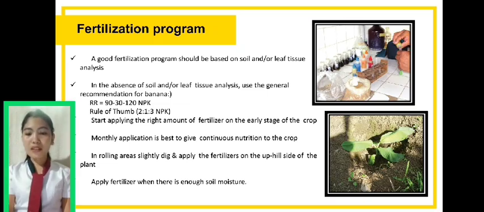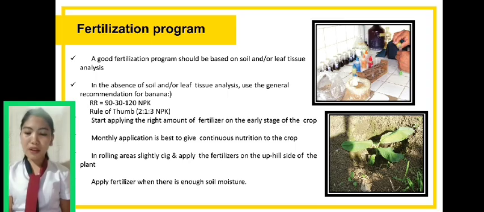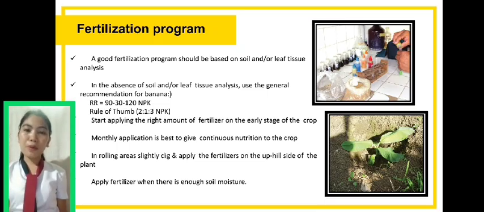To grow banana successfully, choose a healthy 0.8 meter tall sword sucker, carefully removing it from the mother plant and cleaning it. For fertilizer, soil testing is best, but if unavailable, use a balanced NPK fertilizer, around 90 to 120 units total. Monthly, starting early and ensuring the soil is moist. Adjust application for hilly areas by digging slightly and applying uphill.